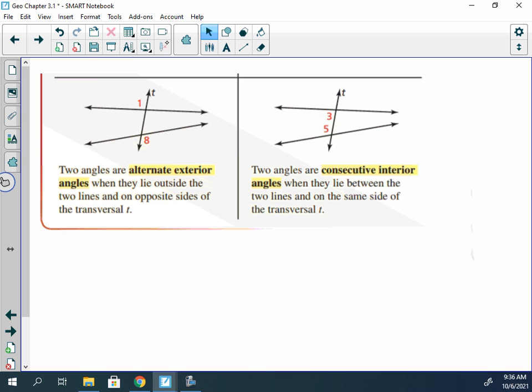Well, the next one we have 1 and 8. Well, that would be alternate exterior angles. Well, they are on opposite sides of the transversal.